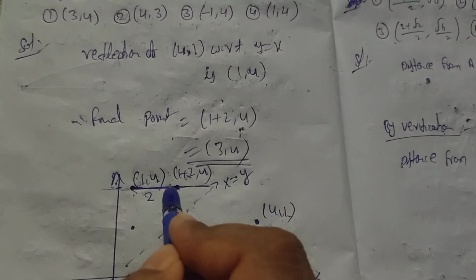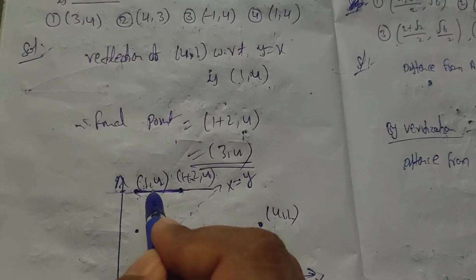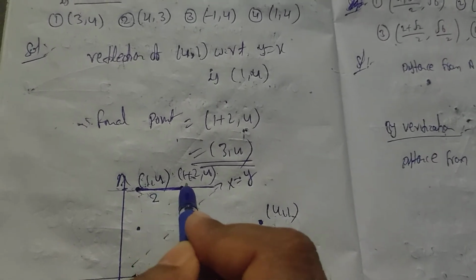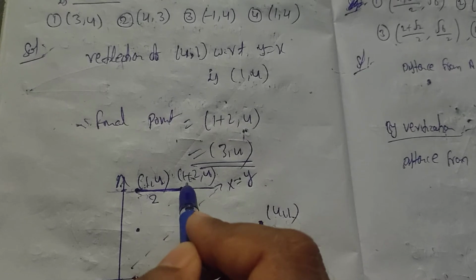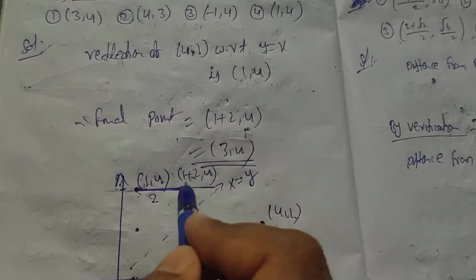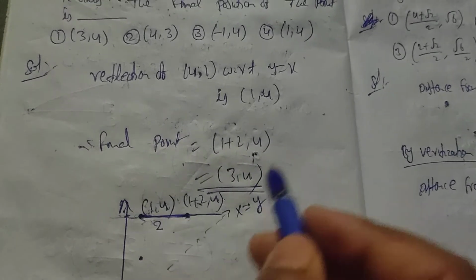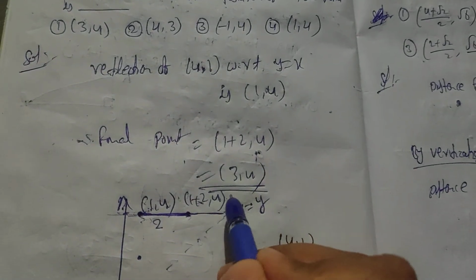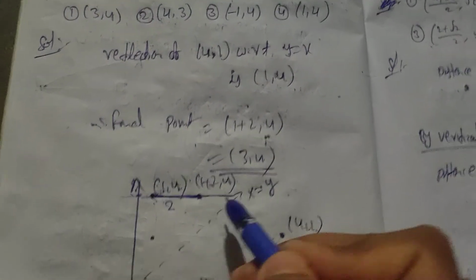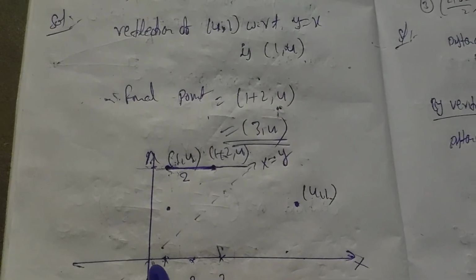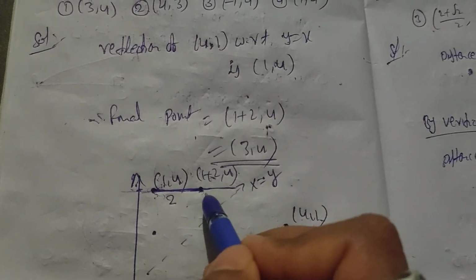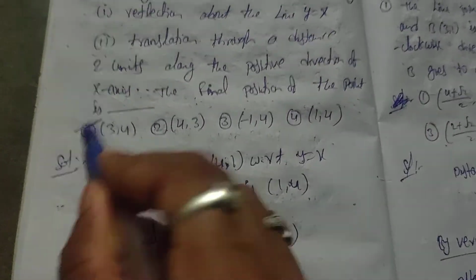Okay, so moving 2 units from this point towards the positive direction of the x-axis, the new position will become 1 plus 2 comma 4. So 1 plus 2 comma 4 means 3 comma 4. That is the answer for this question. Now, this origin is translated to which point, is what is being asked. That point is nothing but 3 comma 4.